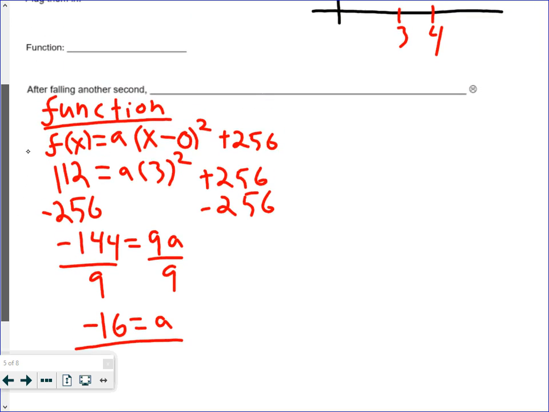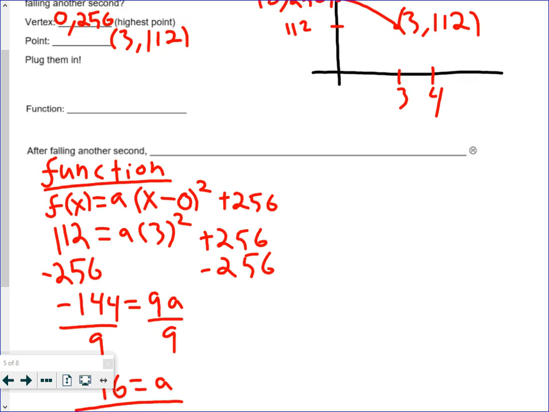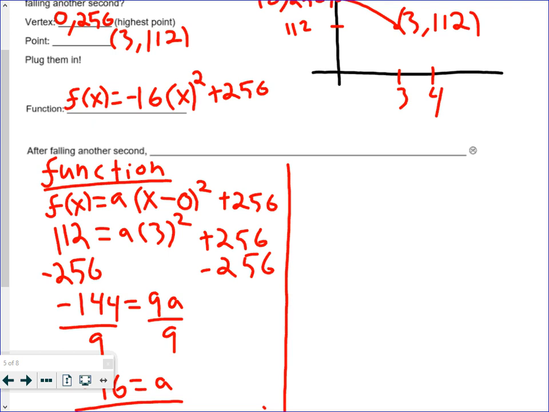So let's go back to the top and plug into our equation. From here we know that f of x is going to equal negative 16 multiplied by x minus our h value, which is actually 0, so we don't have to write the minus 0. So it's negative 16 x squared plus 256. Okay? Now we're going to figure out what happens at that fourth second, the second after the third second, which is how the problem words it.